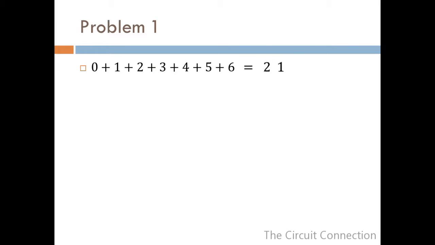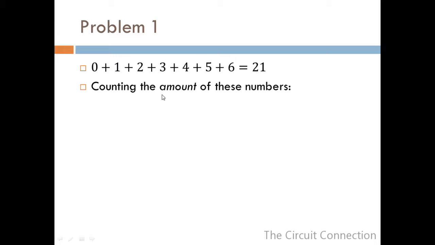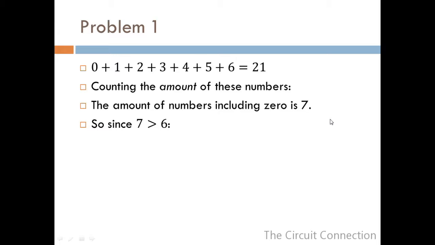So we're going to include 0, and so we have 0 plus 1 plus 2 plus 3 plus 4 plus 5 plus 6, which gives us 21. We don't want to put in 7 there because then that'll make our sum go up to 28, which is greater than 22. So at 6 is where we stop. Counting the amount of these numbers, we have 1, 2, 3, 4, 5, 6, 7 numbers, including 0. And so since 7 is greater than 6, the correct answer choice is A.